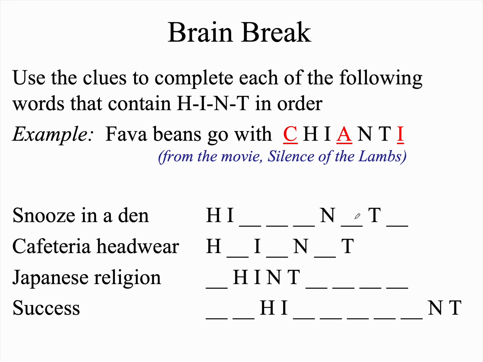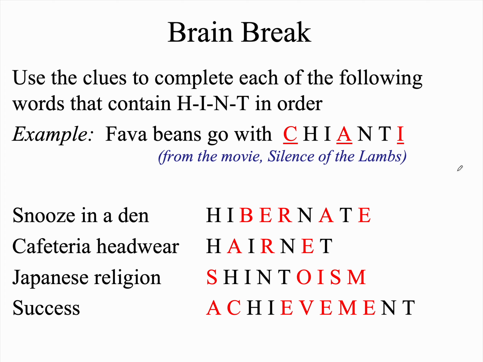Here's a brain break. If you want to try this one, all the answers in this case have the letters HINT in that order. Snooze in a den, cafeteria headwear, Japanese religion, and success, or word for success. I'm going to reveal the answers. If you want to try this on your own, hit pause. But otherwise, I'm going to show the answers in 3, 2, 1. Hibernate, Hairnet, Shintoism, and achievement. That last one was always kind of a challenge.